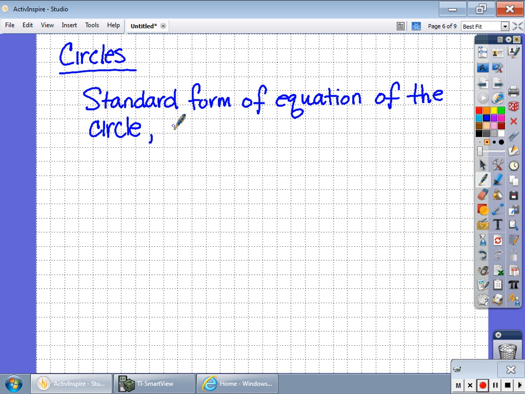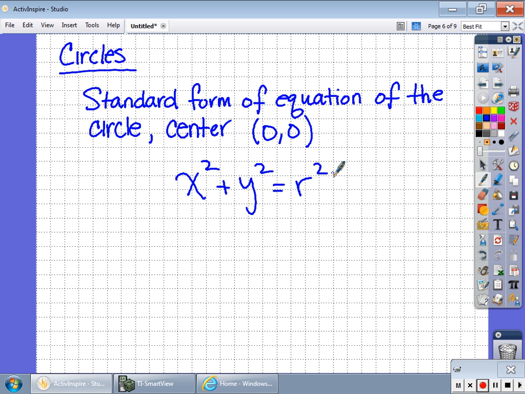Now, I have to tell you the center of your circle, and circles have centers, and they have radiuses as well, or radii, I should say. The center is at 0, 0. It's at the origin, and it's given by x squared plus y squared is equal to r squared, and r stands for the radius of your circle. Oh boy. So let's look at one of these right now.